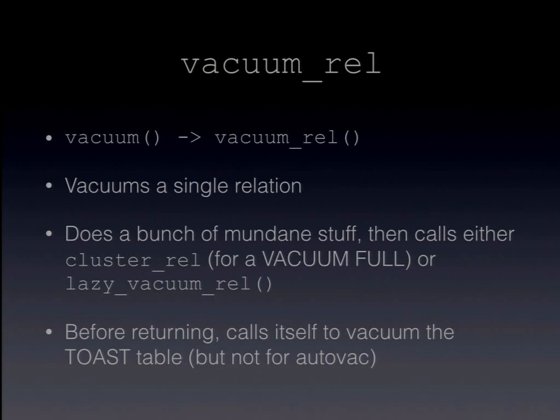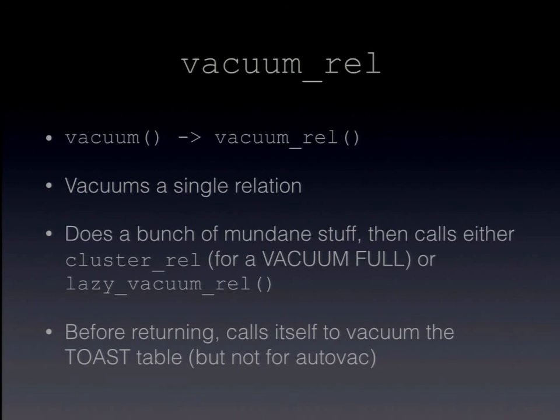Gotcha. So the vacuum function itself, by the way, I'm now effectively walking through the code, calls vacuum_rel, vacuum relation. This function vacuums a single table. It does a bunch of mundane stuff that doesn't really matter, and then it calls either cluster_rel if it's a vacuum full or if you've run the cluster command, or it calls lazy vacuum.